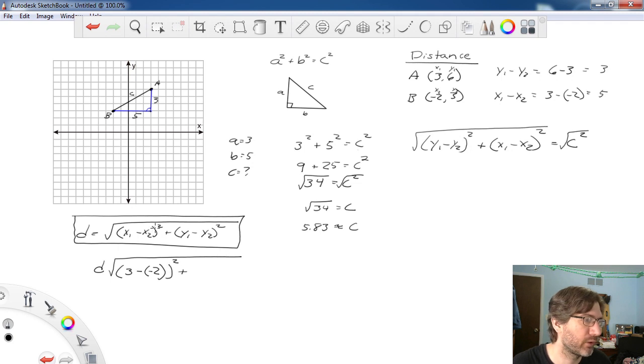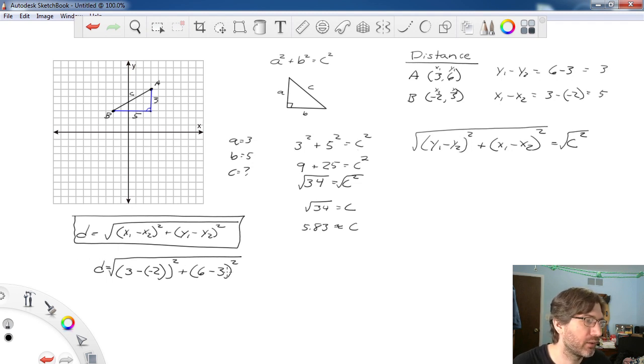Then we have a plus sign coming from here, another parenthesis, and y1 minus y2. So y1 is 6, minus y2 is 3. And that whole quantity is also getting squared. And then you take the square root of that, and it should equal your distance.